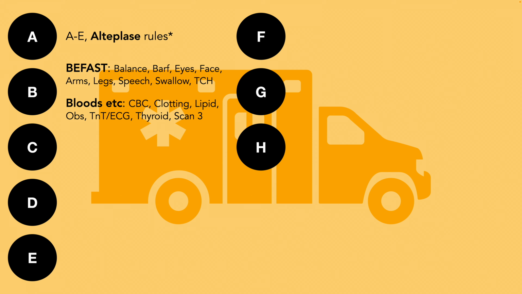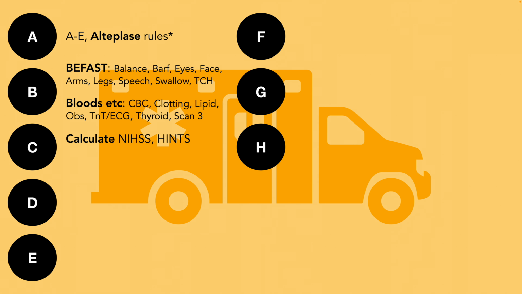The bloods, you're going to do a complete blood count, clotting, lipids, obs and neuro obs, troponin, ECG, as well as the thyroid, and then you're going to do a triple scan. So you're going to do CT head on all, CT angio if you're thinking about thrombectomy or other things like that. You may need to do an MRI DWI, and then the third scan to consider is an echo for all those cardioembolic sources if you're querying it.